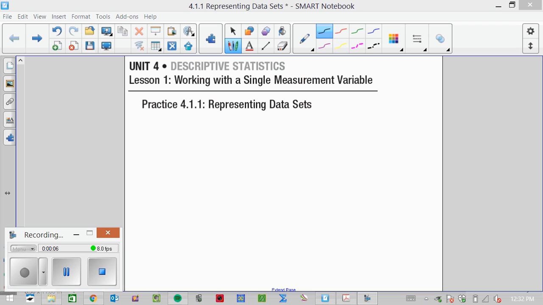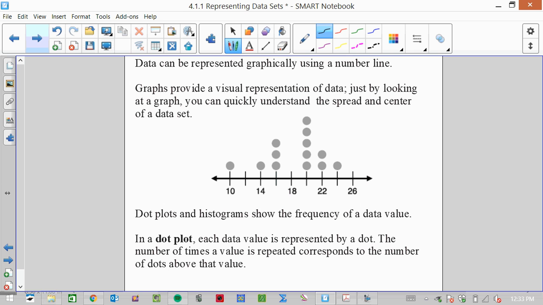Unit 4 has to do with descriptive statistics. Lesson 1 is working with a single measurement variable. So first we're going to talk about representing data sets. Now data sets can be represented graphically. And one of the ways we can represent it graphically is by using a number line. So we would draw a number line and then we would just place a dot each time we saw that number occur in our data.